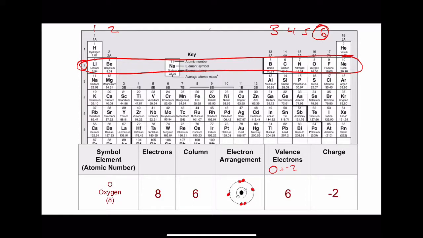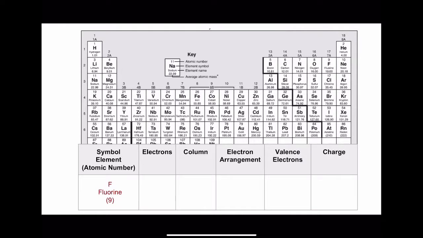Moving right along in this row, we're at fluorine, atomic number 9, 9 electrons. Oxygen was column 6. Fluorine is now column 7. For the electron arrangement, we have our 2 electrons on the inner shell, and on the outer shell, we now have the number of electrons that matches the column number, which is 7 for fluorine.